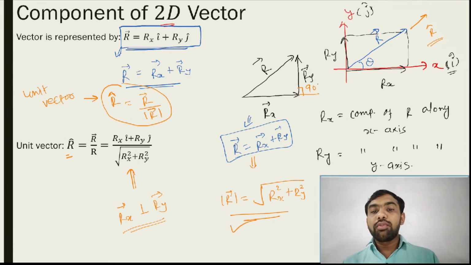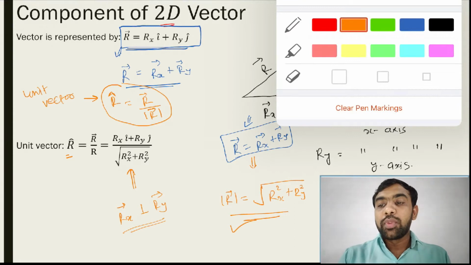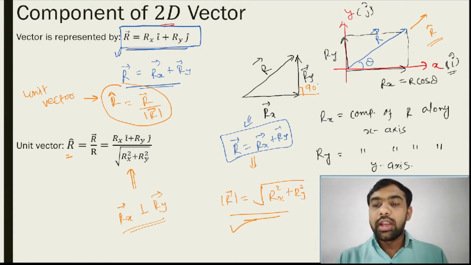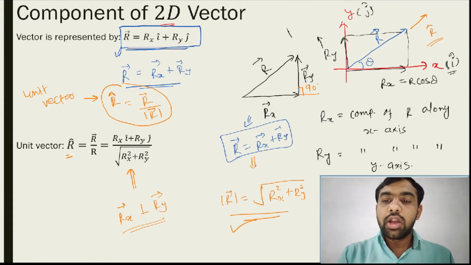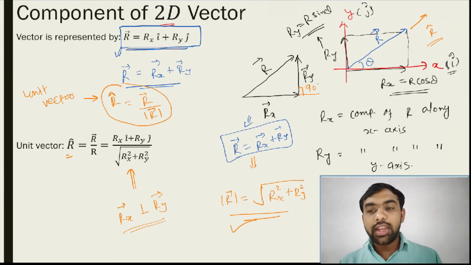Now one important note, if you have a theta, then what is Rx? If you have a theta, otherwise not, okay? Then Rx is equal to r cos theta, and Ry is equal to r sin theta, where theta is with the x-axis. If theta is with the y-axis, then Rx is equal to r sin theta and Ry is equal to r cos theta. It depends on where theta is given to us, okay?